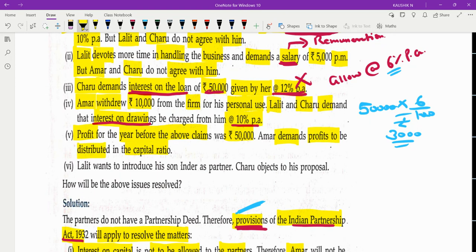Okay. So now here, what is the concept that has been talked about? What is the item that has been talked about in the key factor? Very good. So it is very clearly said: profit, and profit to be distributed. So there is sharing of profits. What is the profit value? They said profit for the year before the above claims.